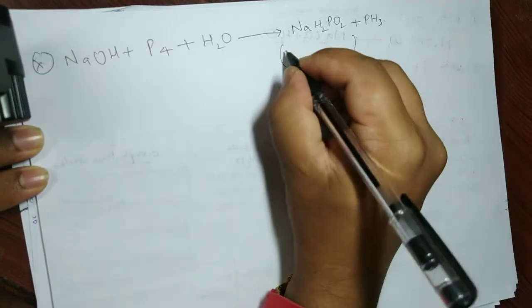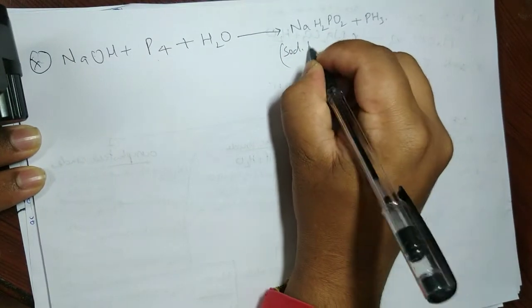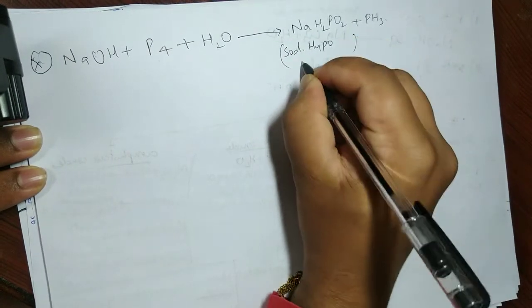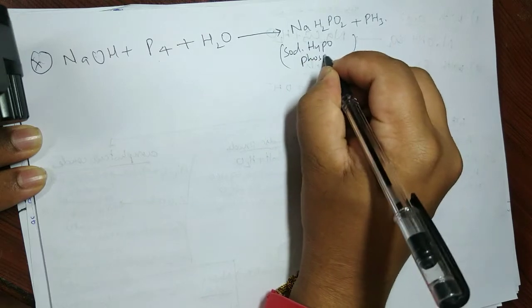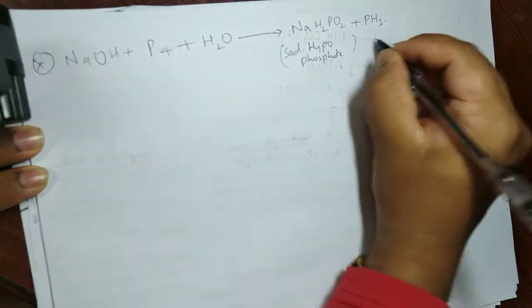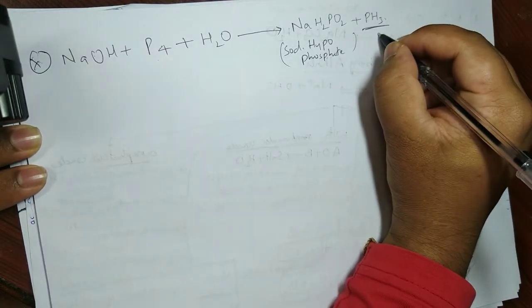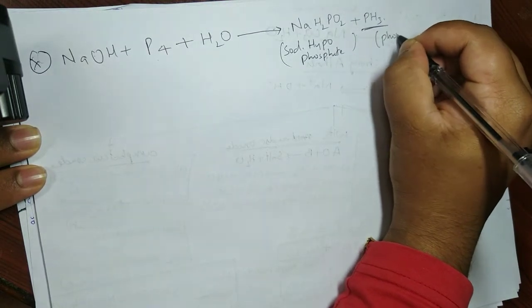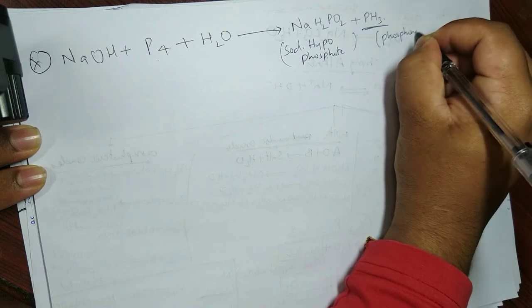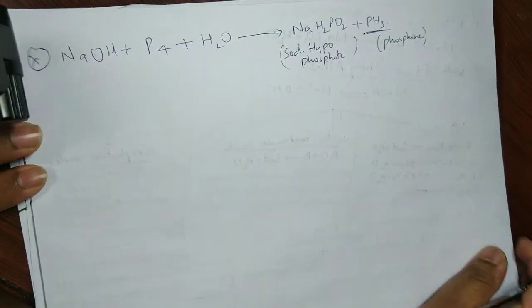What is the name of this one? Sodium hypophosphite. And what is this one? Very familiar one, that is NH3 is ammonia, PH3 is phosphine or phosphine. Some books or some spell it out.